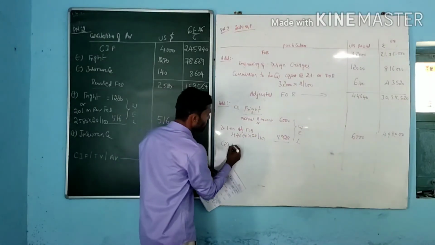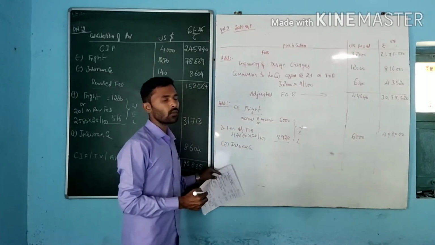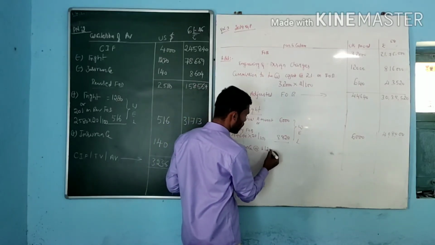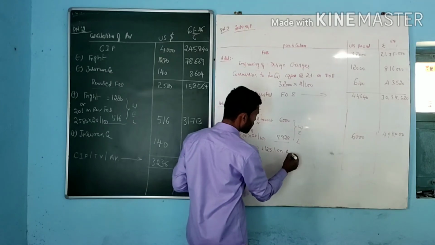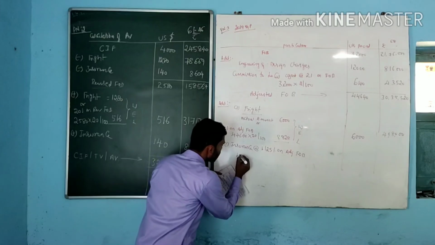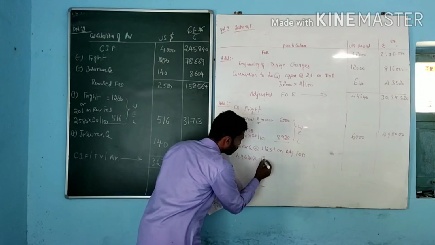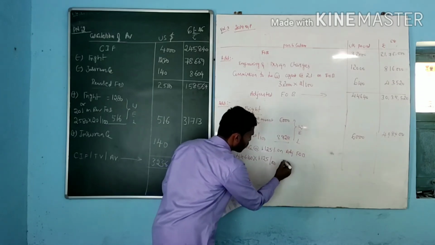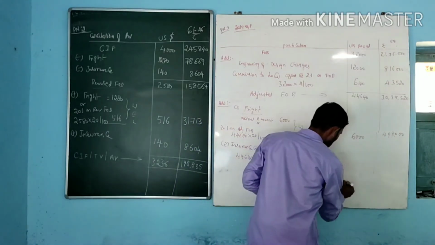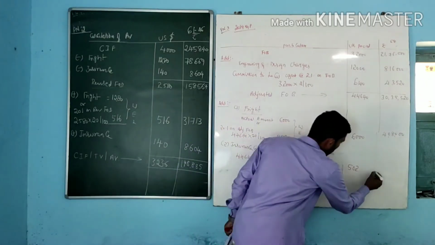The next one is insurance. Insurance is not given in the problem. If it is not given, we can calculate at 1.125% on adjusted FOB. Adjusted FOB is how much? 44,640 into 1.125%. Then the amount is 502 US dollar. Convert to Indian rupees, 502 into 68, that is 34,136.